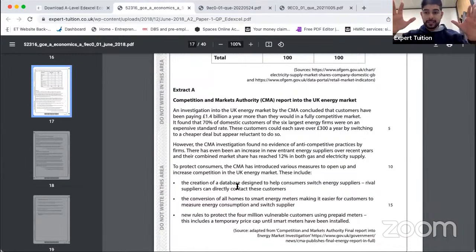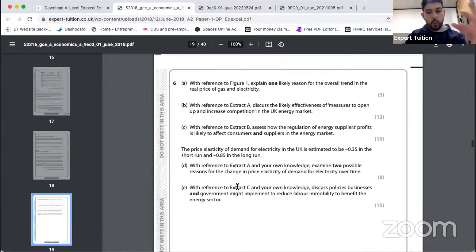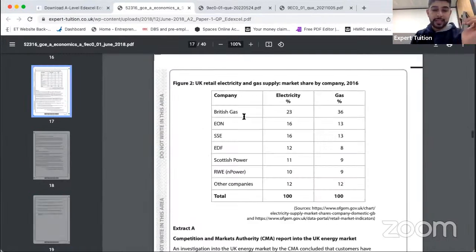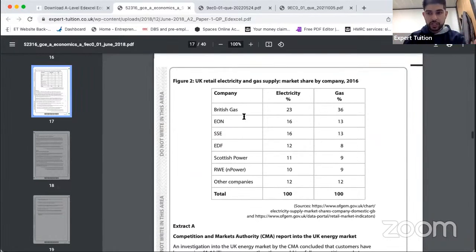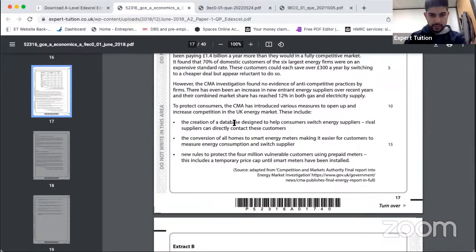Your first analysis is going to be something along the lines of: one policy or one method to open up and increase competition in the UK energy market is the creation of a database. Your topic sentence needs to be the point you're making, nice and clear. You now use the data. You go, according to extract A, and then this: the database is designed to help consumers switch energy suppliers, blah, blah, blah, okay? Right, let's explain how we develop this point.